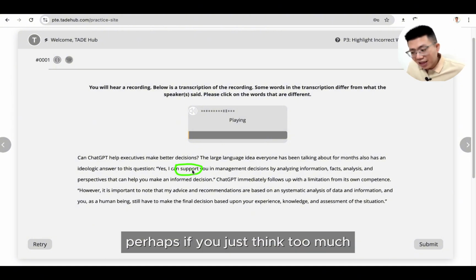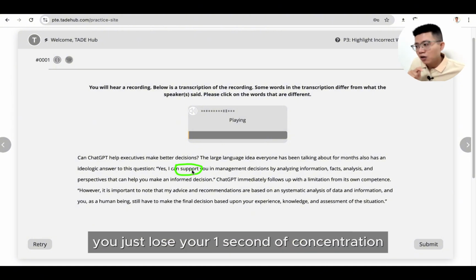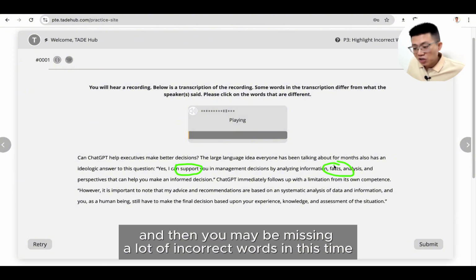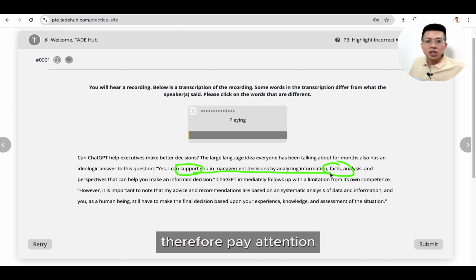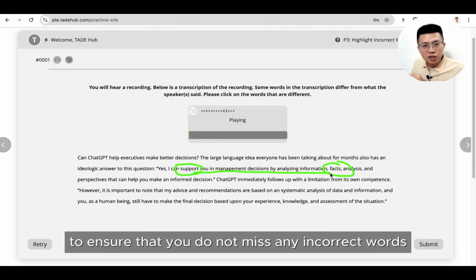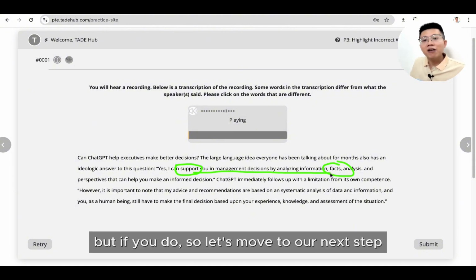Perhaps if you just think too much, you lose 1 second of concentration, and immediately the audio will play until this word, and then you may be missing a lot of incorrect words in this time. Therefore, paying attention the whole time while listening to the audio is the key, besides moving your cursor to ensure that you do not miss any incorrect words. But if you do, let's move to our next step.